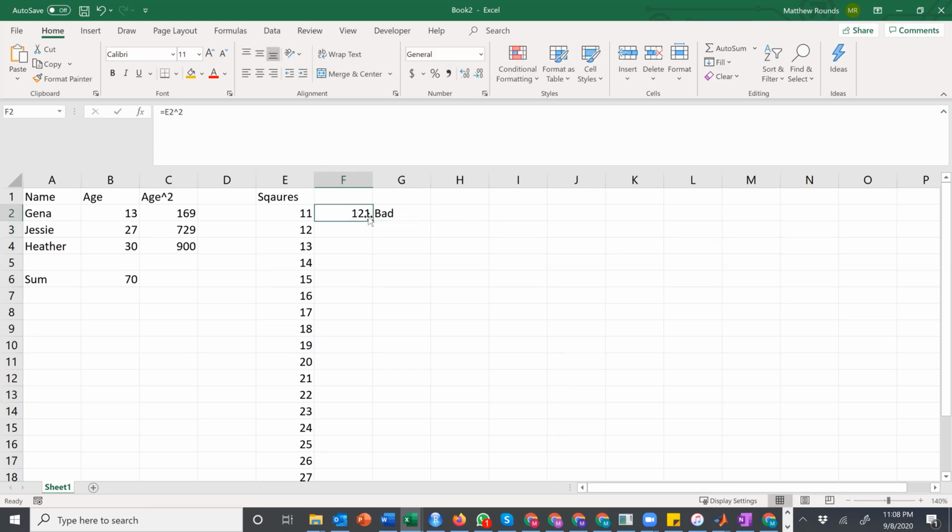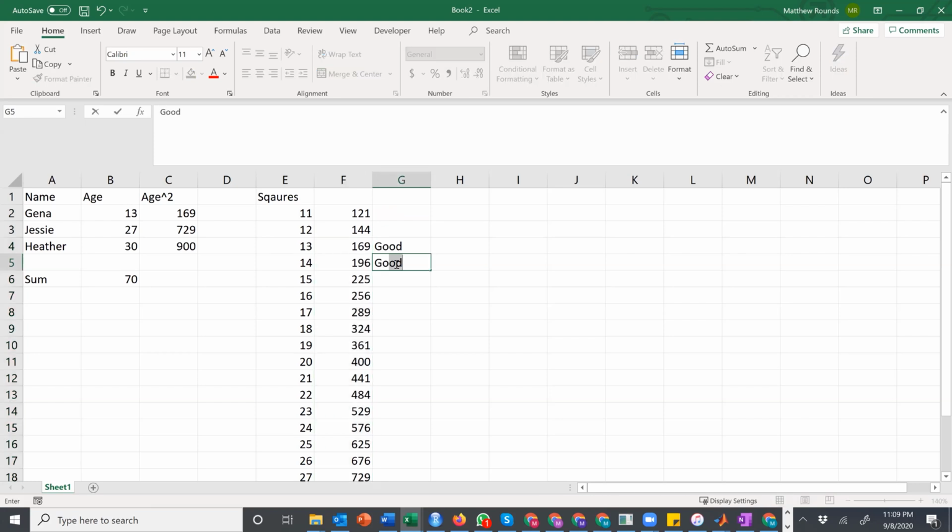Okay, but let's look at the next one here. So that one is also bad, right? That one is also bad, that one's good. So instead of writing all the bad ones, I'm just going to write the good ones. So we're going to copy this formula down. Is 196 good or bad? Oh, that's good. How about 225? Bad. Okay, and so on here.